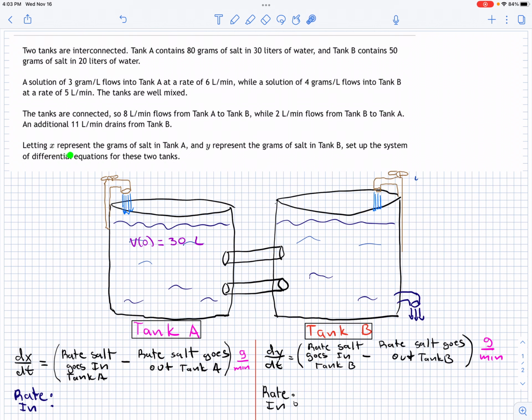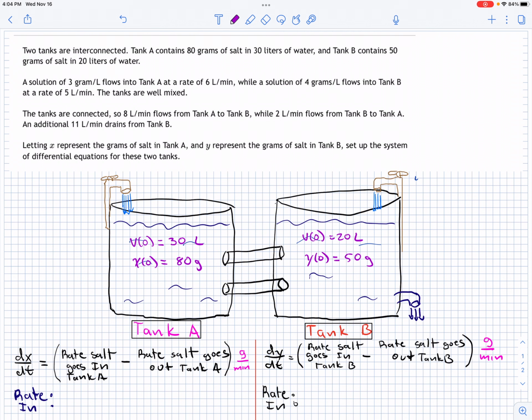And just to note, X is going to represent the salt in tank A. So I'm going to write X of 0 initially at time 0, we will have 80 grams of salt. In tank B, again, Y is going to represent salt in tank B in grams. So we are also told volume initially is 20 liters of water. So Y also initially, we know 50 grams of salt.